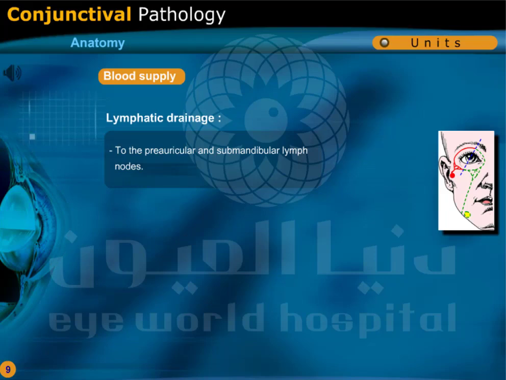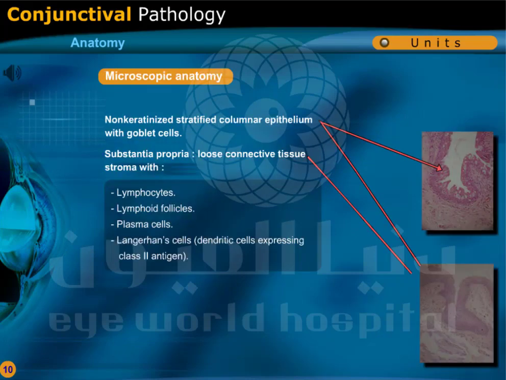Lymphatic drainage. The conjunctiva drains to the preauricular and submandibular lymph nodes. Microscopically, the conjunctiva consists of non-keratinized stratified columnar epithelium with goblet cells. The substantia propria is loose connective tissue stroma with lymphocytes, lymphoid follicles, plasma cells, and Langerhans cells, which are dendritic cells expressing class II antigen.